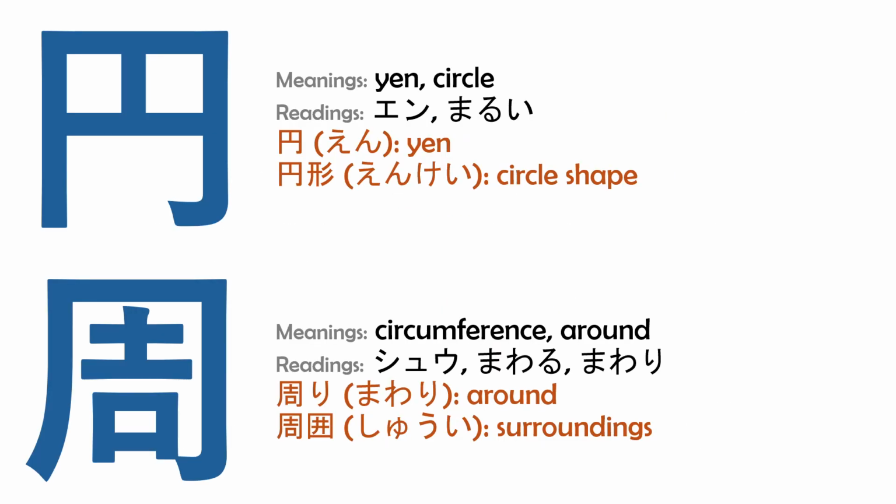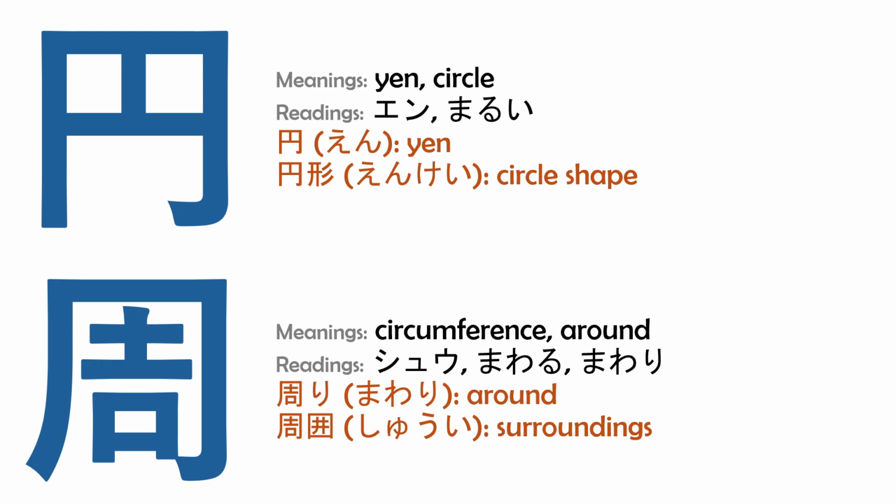The first kanji means yen and circle. Its onyomi is en, and its kunyomi is marui. In words like en, the kanji carries the money meaning. In words like enkei, it gives the idea of round or circular shape.